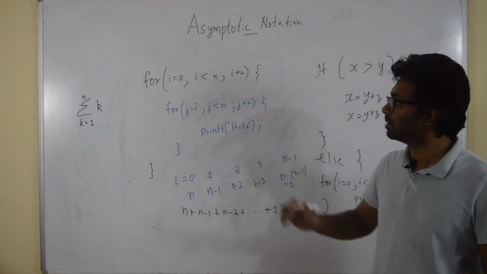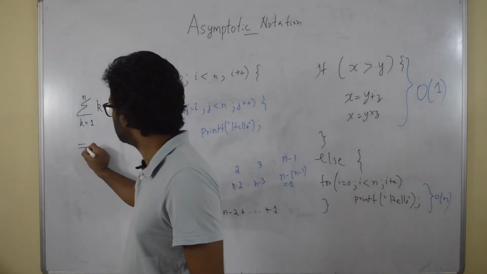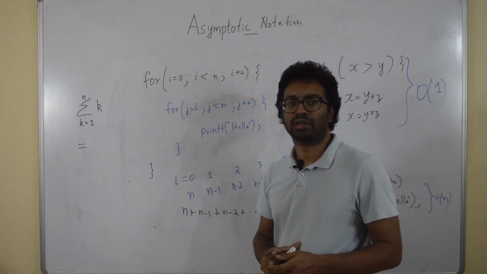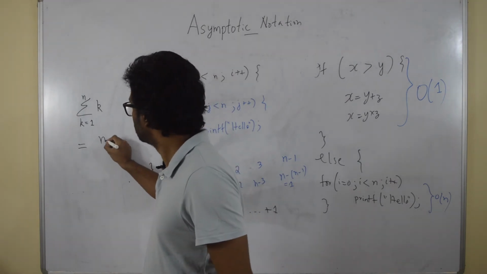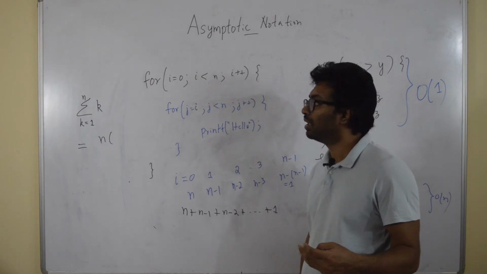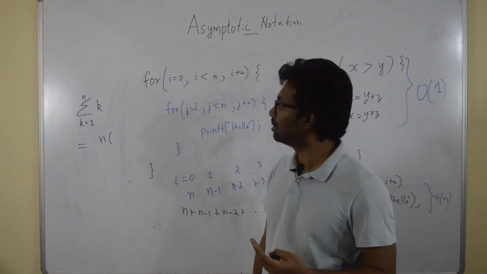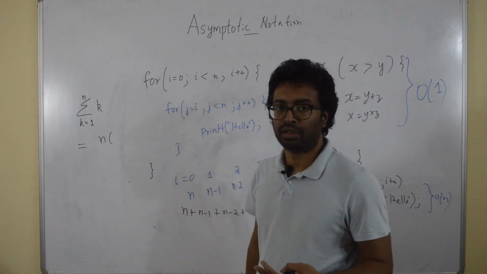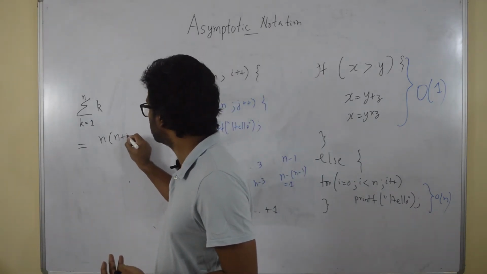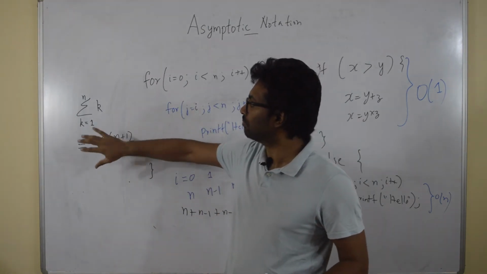What is the answer to this? I'll give you a few seconds to think about it. What is this? If n is equal to 2, this is 3, right? So 2 plus 1 is 3. So it is n into n plus 1 by 2. Is that correct?